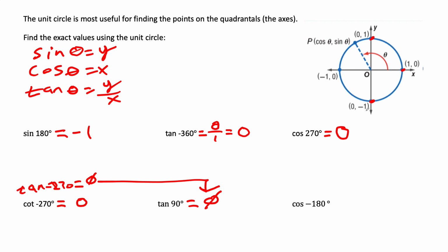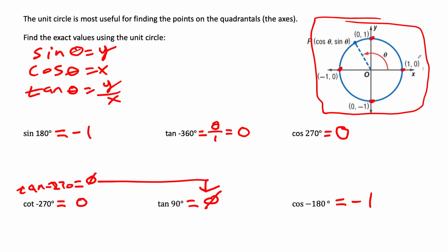And finally, the cosine of -180. -180 and 180 are the same thing. Cosine is the x coordinate, -1. So if you're looking for a quick way to do the ones that fall on the axes, the quadrantals, you can find it pretty quickly just by sketching this and writing in the 4 important points, and then remembering that the sine is the y and the cosine is the x and the tangent is y over x.